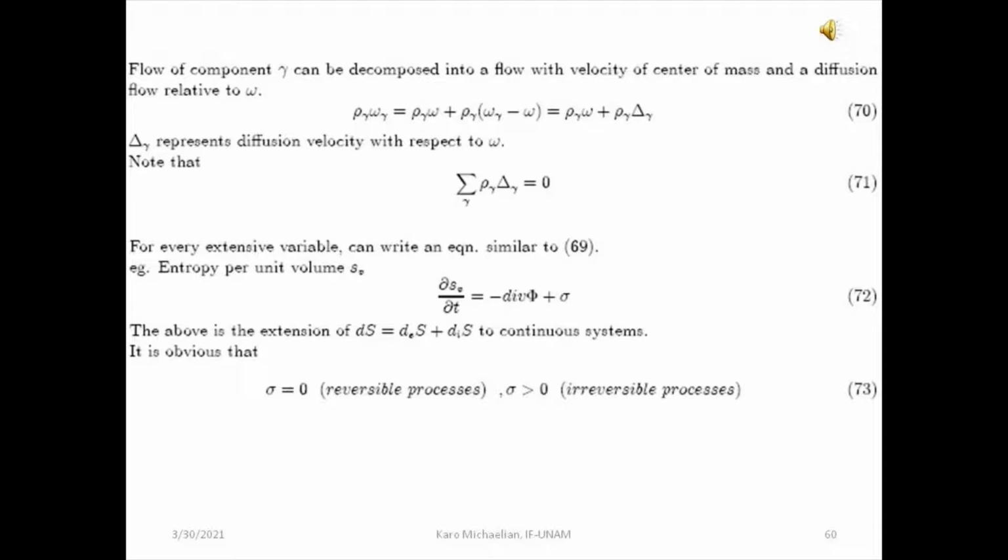Now we're going to treat continuous systems, so we will have to use equation 72, which includes a divergence of the flow, the entropy in this case, plus another term, sigma, which is equal to the entropy production due to irreversible processes. And note that for reversible processes, the production of entropy is equal to 0, sigma is equal to 0, while for all irreversible processes occurring within the system, the entropy production has to be positive definite. Sigma is greater than 0, equation 73.